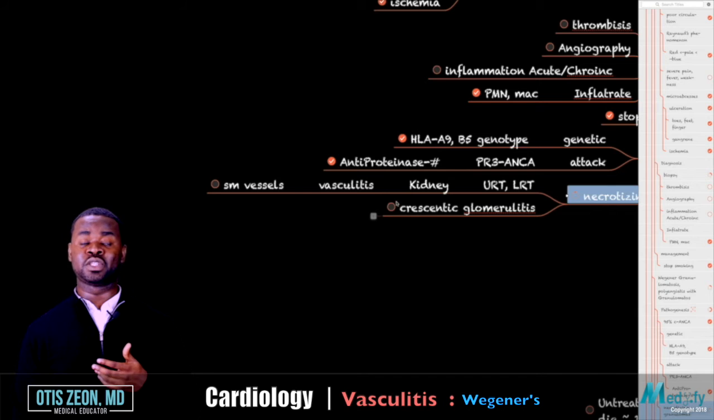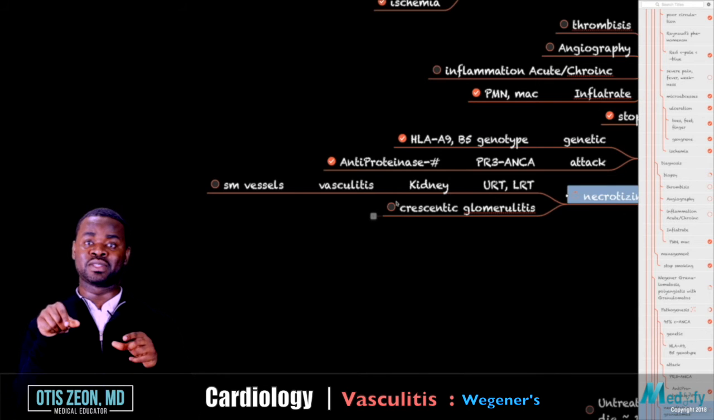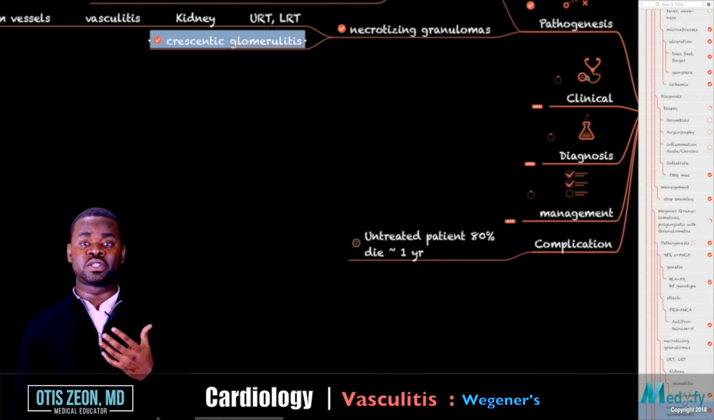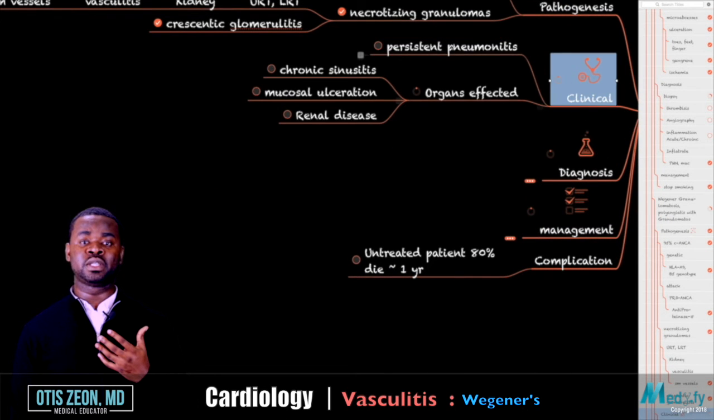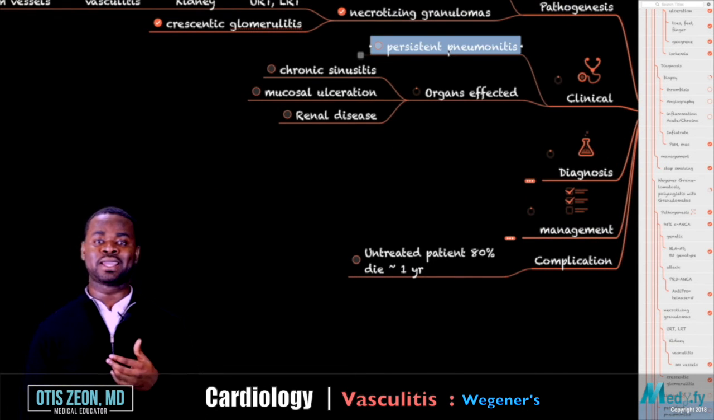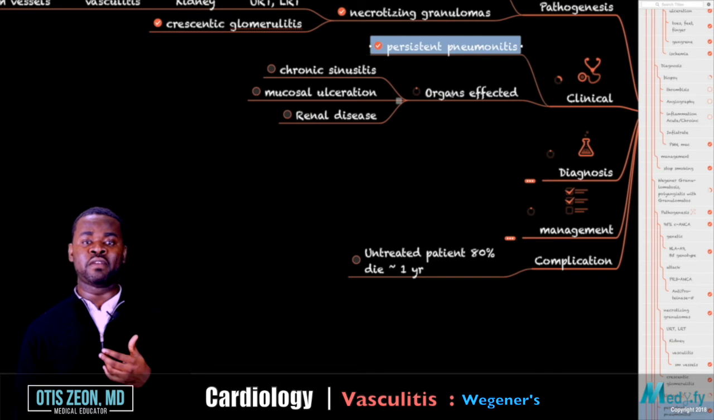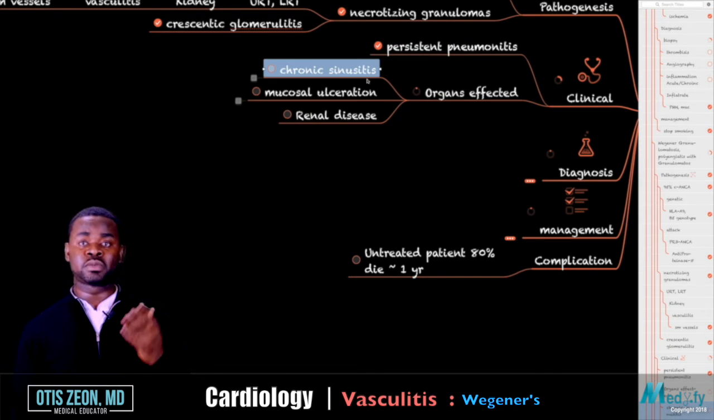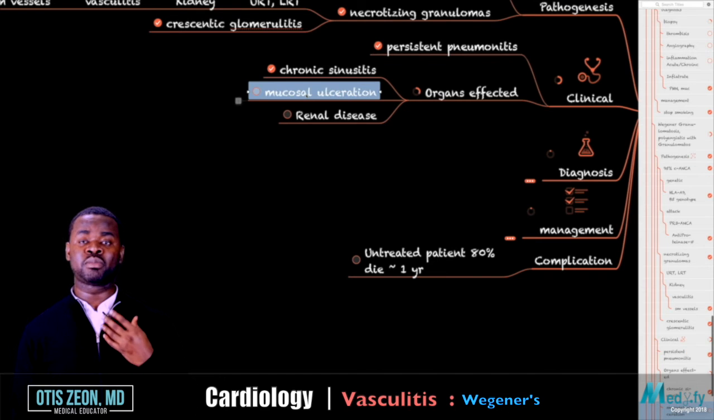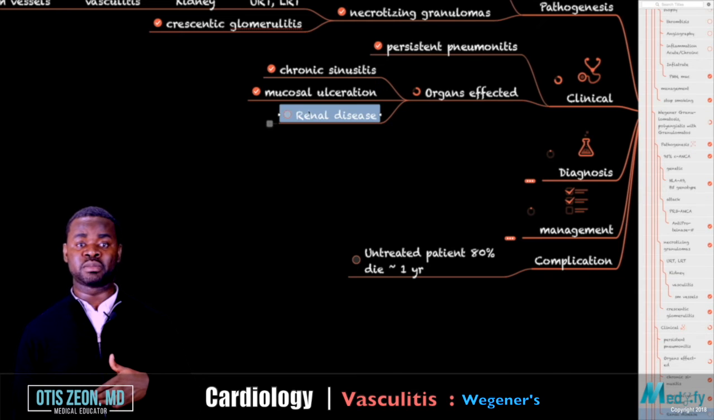If you do a biopsy of the kidneys, you may see a crescentic appearance of the glomeruli, which is also characteristic of Wegener's. Clinical presentation for a person with Wegener's disease, they may have persistent pneumonitis. They also have effects on different organ systems. In terms of the upper respiratory tract, they may have chronic sinusitis. We talked about the mucosal membrane area being affected, and of course the kidneys will show renal disease, which we said may have a crescentic appearance on biopsy.